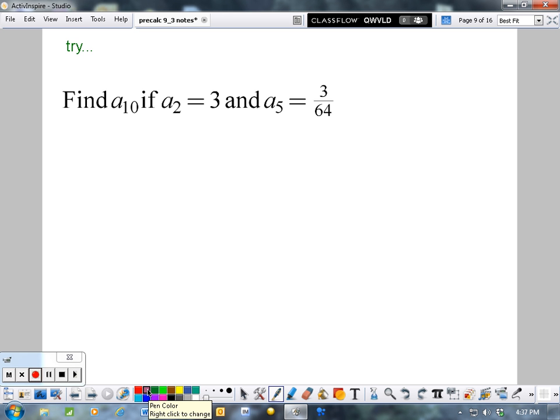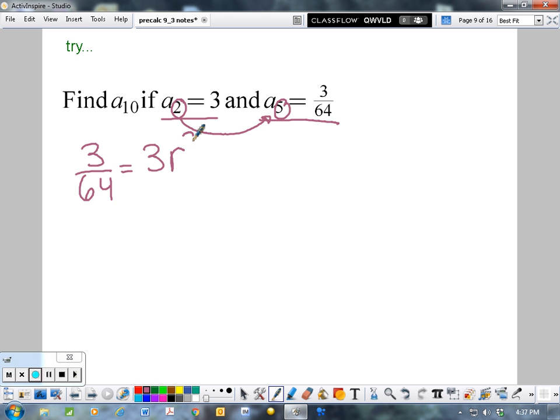We have to find A10 if A2 is 3 and A5 is 3 over 64. So I'm going to take my higher term, the 5th term. So 3 over 64 would be equal to my smaller term, the second one, times r to the, and then I have to figure out how many times I have to go from the second term to the 5th term. So I'm going to have to go 3 terms, so that's 3 r's that I'm multiplying.